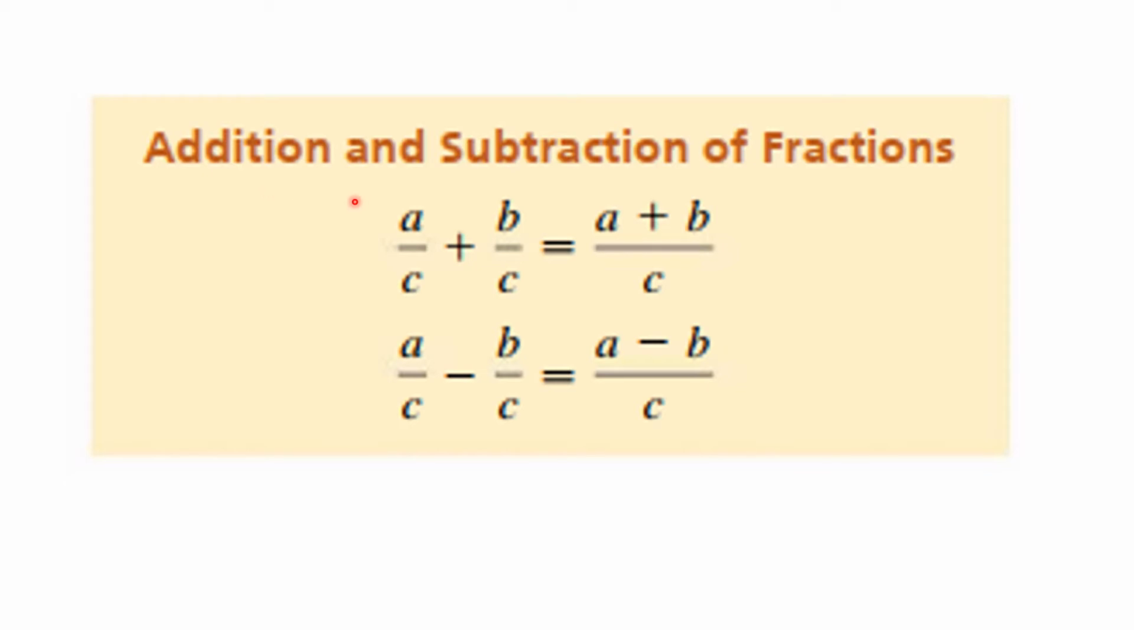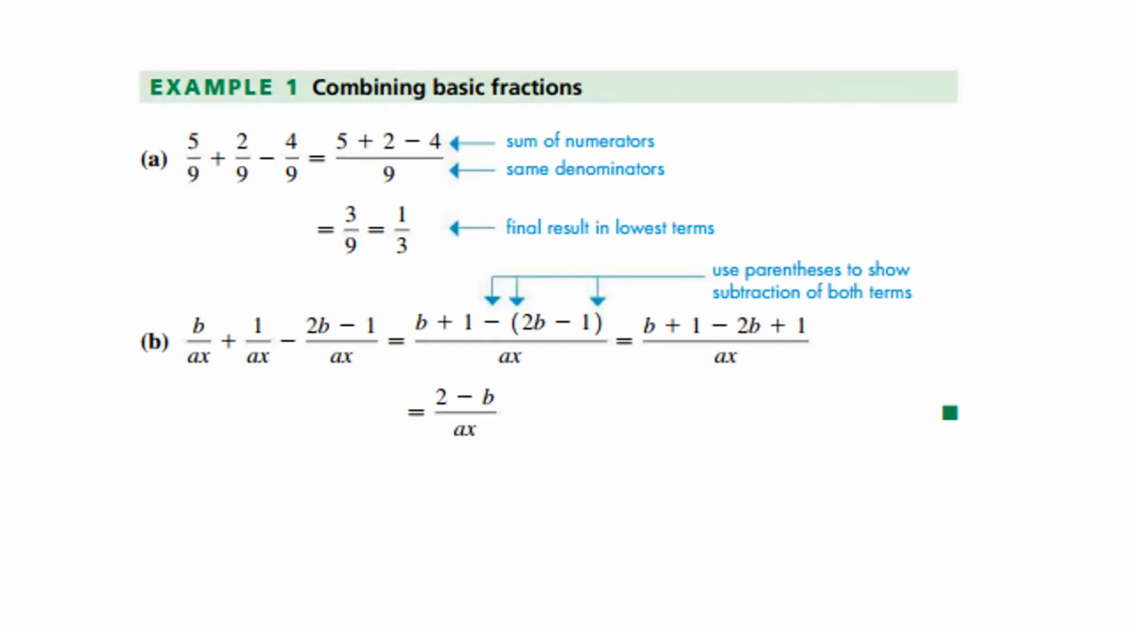To add or subtract fractions, you need to have a common denominator. And if you have a common denominator, you add or subtract the numerators. For example, if I have 9, 9, and 9 as my denominators, I just add and subtract the numerators and get 1/3. Here I have AX, AX, AX, so I can just add the numerators all over AX. This minus sign is times the whole of that, and simplify and get this.